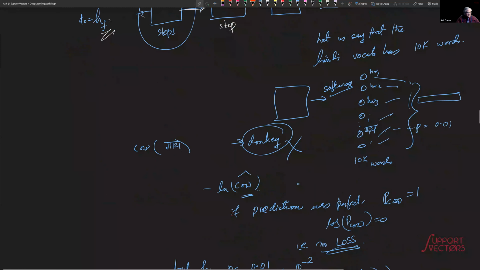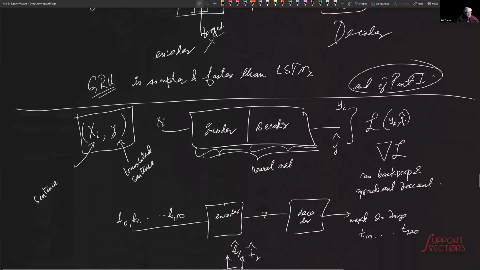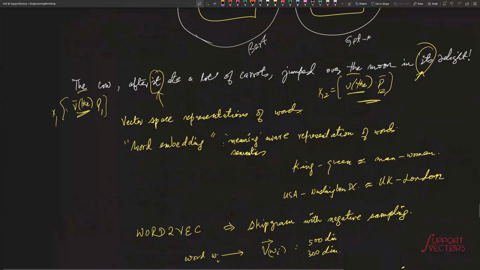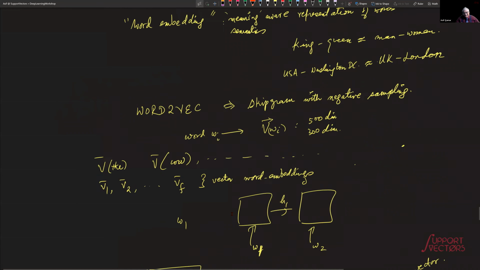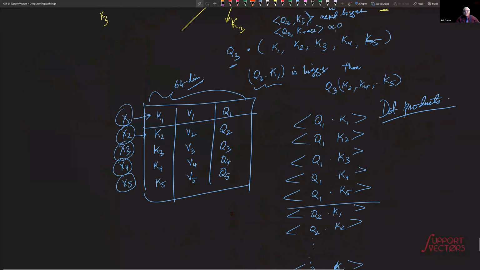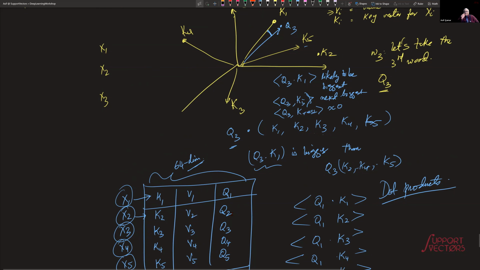Maybe I should have taken the second word, the cow, it would be more relevant. But anyway, let's say that this is it. What this is saying is that the third word is paying a lot of attention to the first word and some attention to the fifth word, but it is not paying much attention to the rest of the words. That's how you do that.